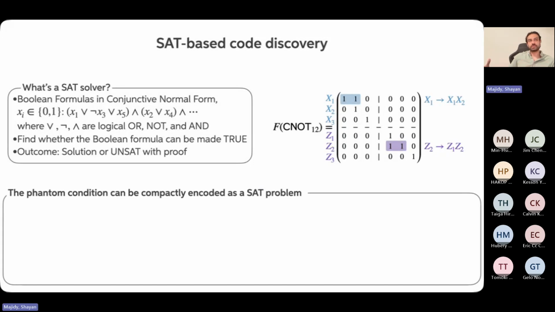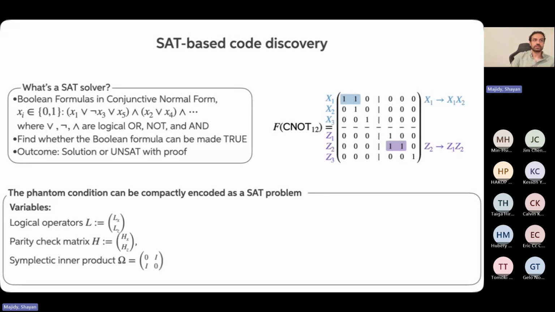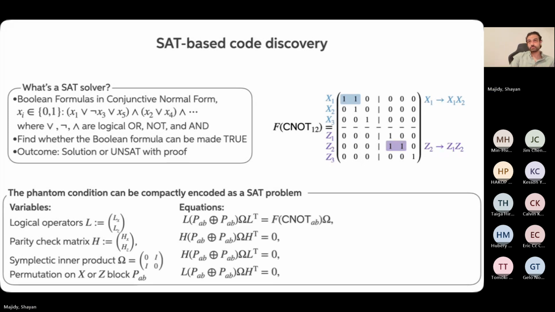What we do is we take this phantom condition and encode it as a SAT problem. So we have different variables: our logical operators, LX, LZ, the parity check matrix, our symplectic inner product, and then PAB represents some permutation on the X or Z blocks. We then have a series of equations. The first one says how the permutations act to give a CNOT gate, and the rest say the permutations essentially preserve our code space.